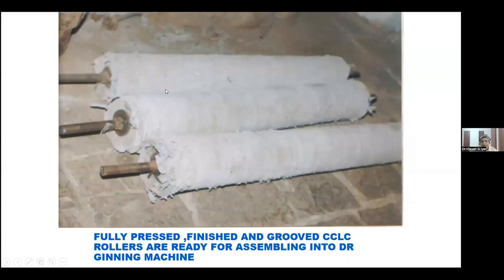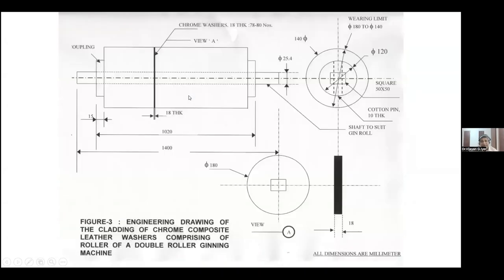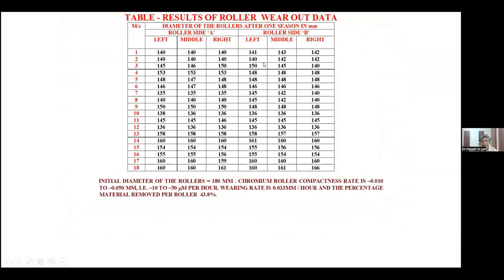And this is a chrome composite leather roller. This is a dangerous chromium 6, that is toxic hexavalent chromium of more than 36,000 ppm, parts per million. And due to the dust-producing grinding action, these have considerable impacts on the environment. And lint cotton, this is roller wearing data.